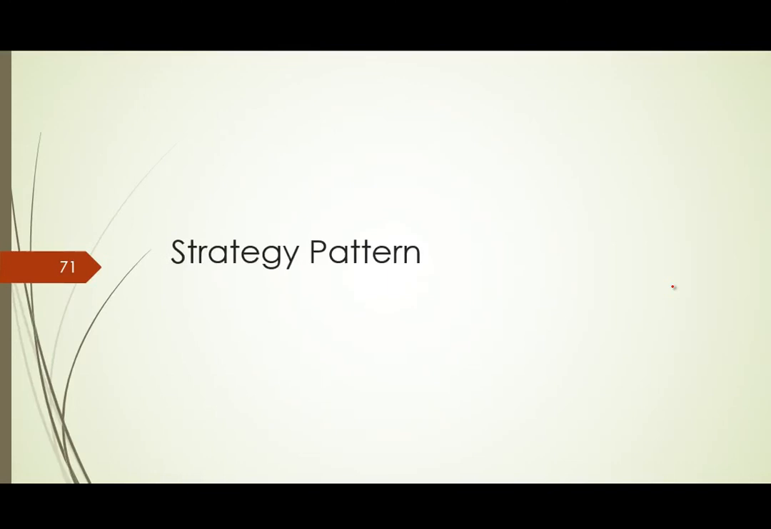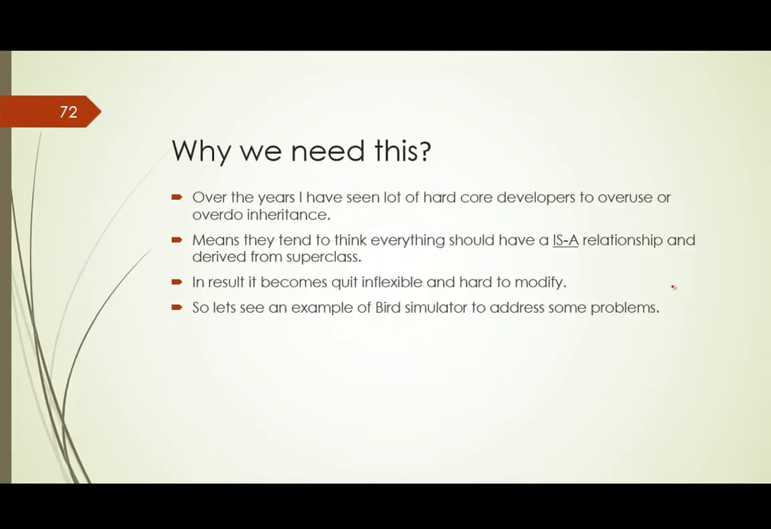Now we're going to talk about the strategy pattern, and it is going to be a very good example of what you have learned throughout this session. And why we need this: over the years I have seen a lot of hardcore developers overuse or overdo inheritance. Eventually they end up with a very inflexible system which is very hard to modify, even though they implemented all the OOP concepts. They follow the inheritance relationship so rigidly that the system becomes very hard to modify. If you change one place, the whole system breaks. That's a real problem, and it's really against our modular approach.